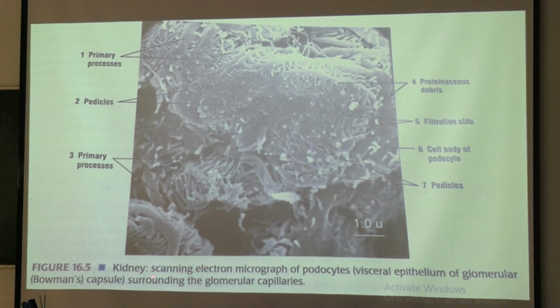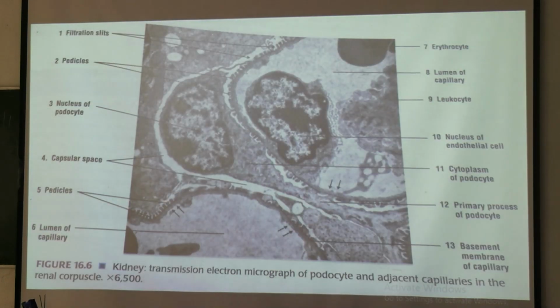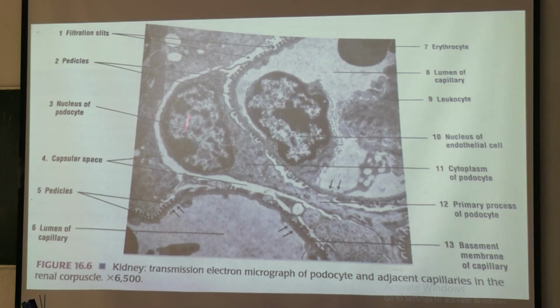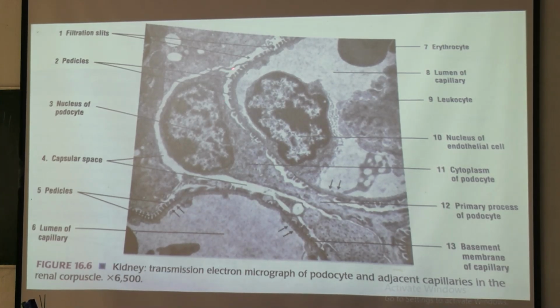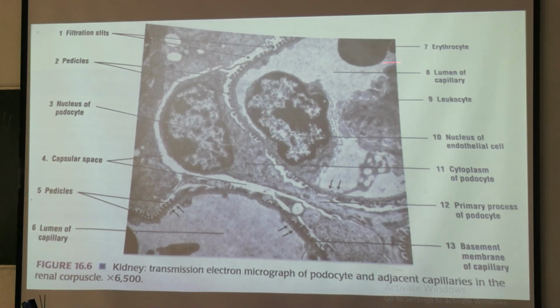So this is a scanning electron micrograph of podocytes, the visceral epithelium of the glomerular Bowman's capsule surrounding the glomerular capillaries. And this is a transmission electron microscopic view of a podocyte and adjacent capillaries in the renal capsule. Here also you can see the nucleus of the podocyte. These are the foot processes. In between the foot processes, there will be the filtration slits.